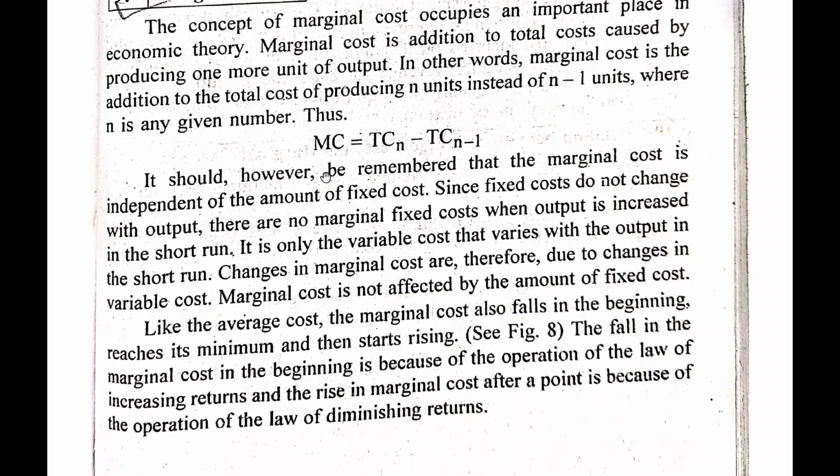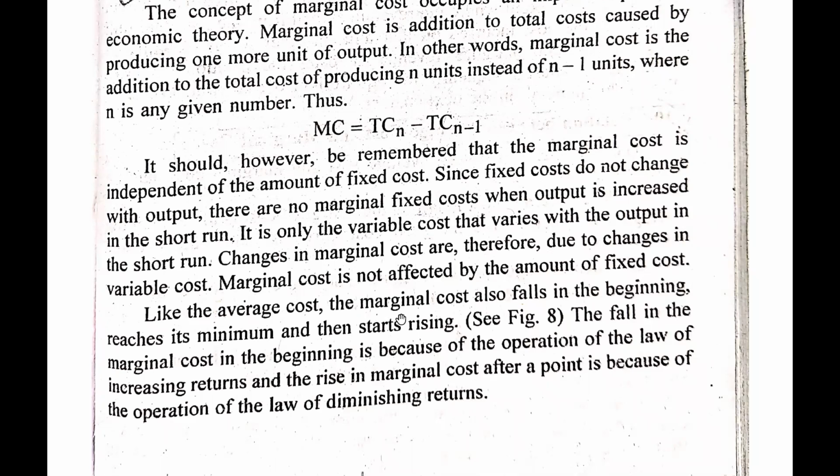It should, however, be remembered that the marginal cost is independent of the amount of fixed cost, since fixed costs do not change with output. There is no marginal fixed cost when output is increased in the short run. It is only the variable cost that varies with the output in the short run. Changes in the marginal cost are therefore due to changes in the variable cost. Marginal cost is not affected by the amount of fixed cost. So guys, you need to focus and note down this sentence, because it is very important and may be asked in your exam.